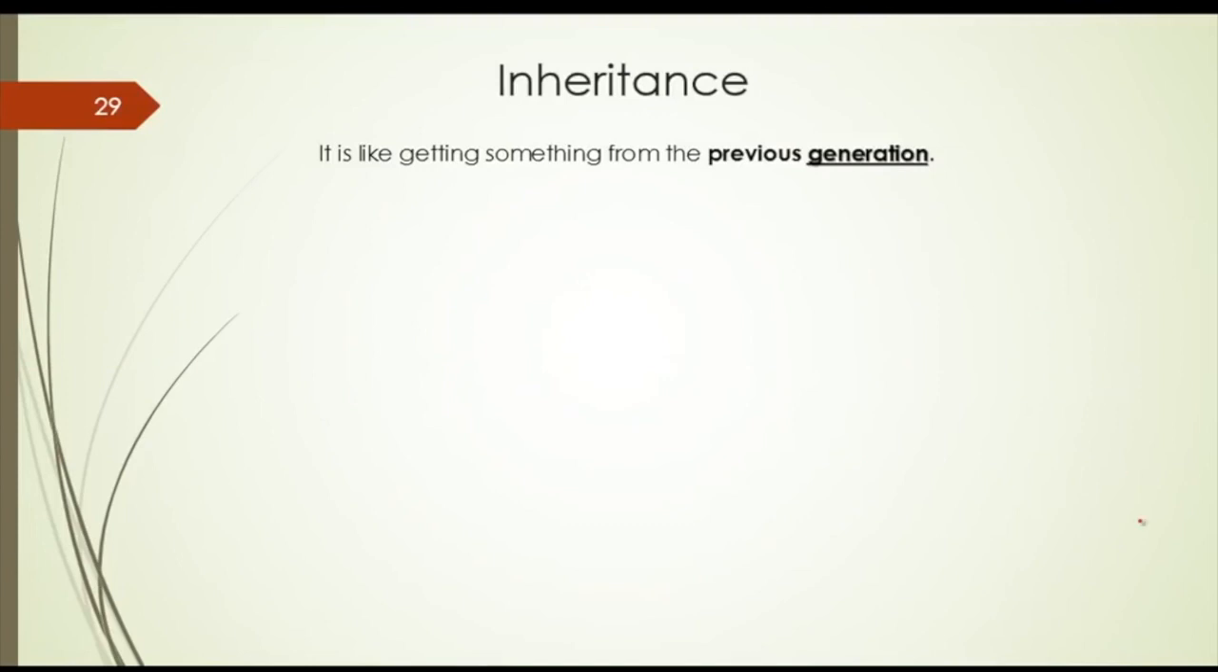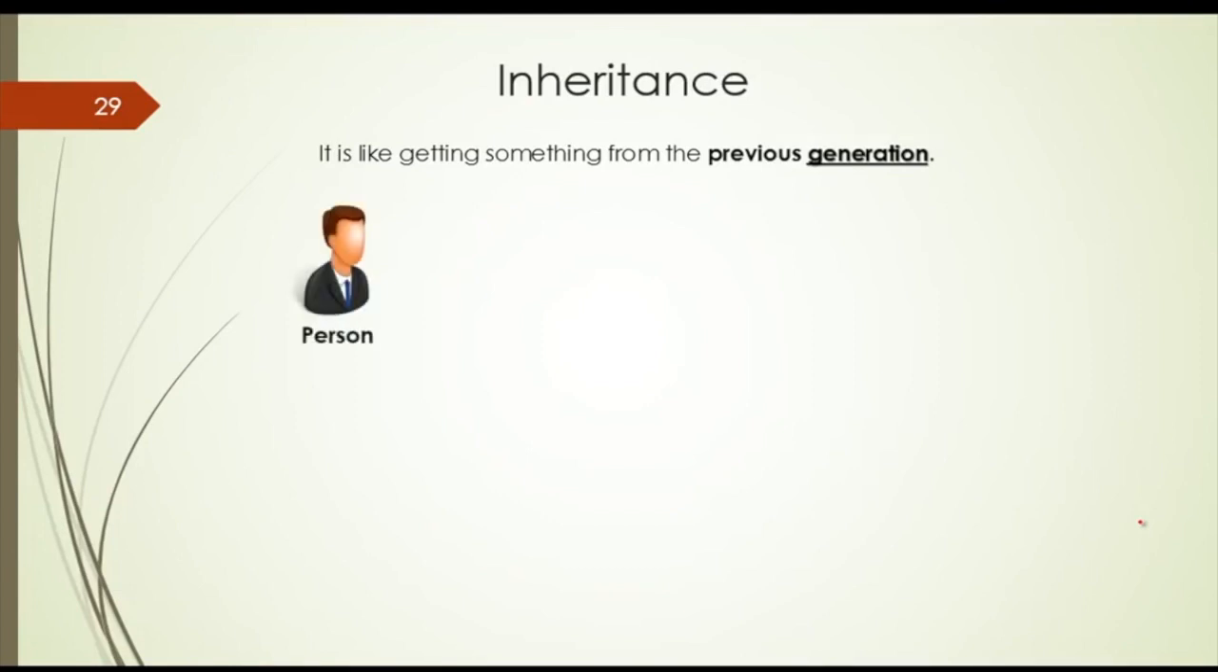So now we are at the inheritance topic, our third most important topic in object-oriented programming. There are many definitions of inheritance, and I simplified it into one short sentence: inheritance is something like getting something from the previous generation. That's it. Getting something from the previous generation.